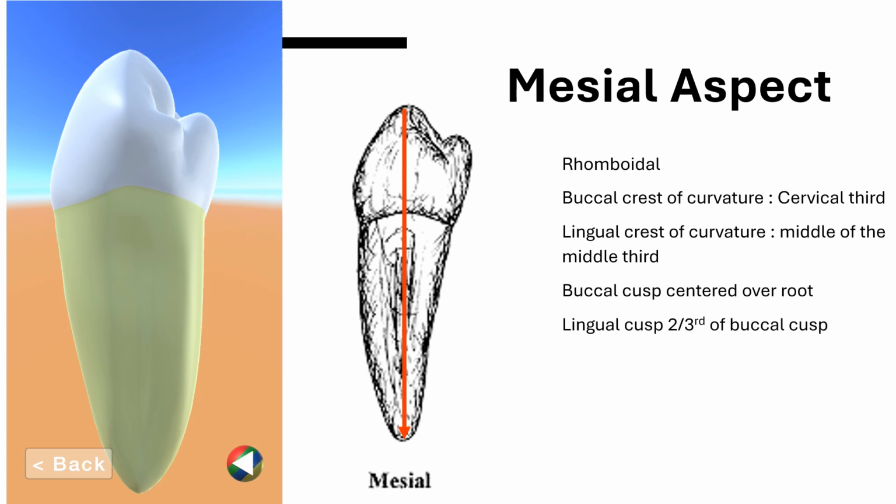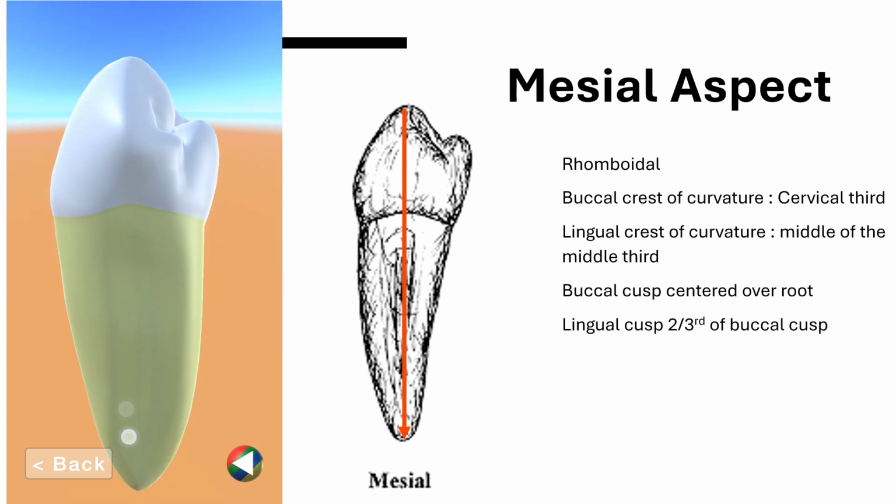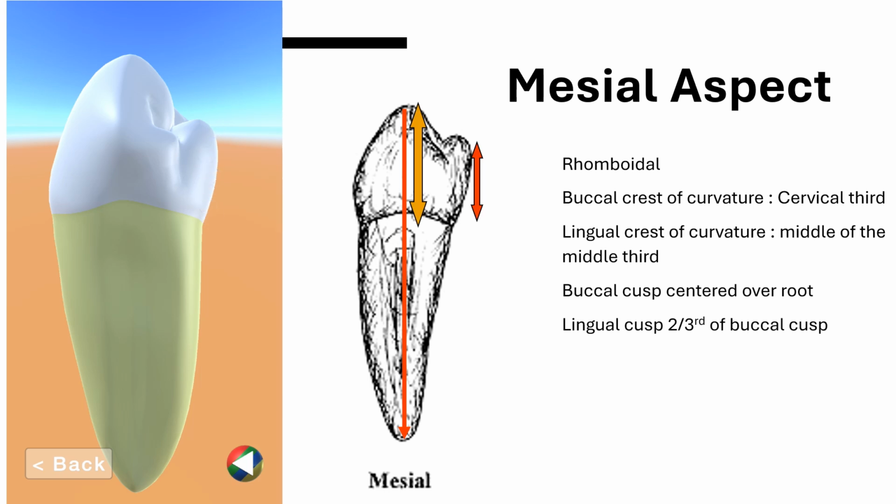The cusp tip, that is the buccal cusp tip, is roughly centered on the root, and you can make out that the buccal cusp tip is more centrally placed compared to the other premolars that we usually note down. The lingual cusp is 2/3 that of the buccal cusp, which is very characteristically noted from this particular area.